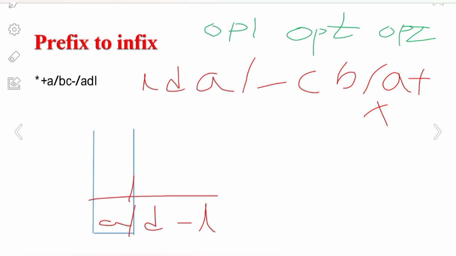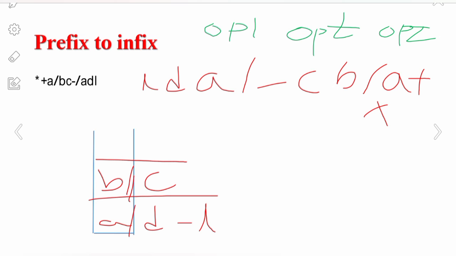Okay, so after this, next element is C. C is inserted, then B, then division operator. So again we are going to pop the elements here, 3 elements out of the stack, and we will apply this formula. Okay, that is B by C. So after applying this formula, we will get the answer as B by C. Okay, so now we will go with the next one.